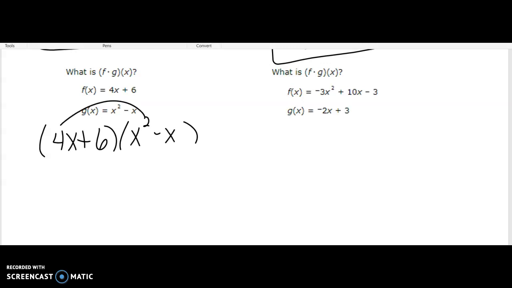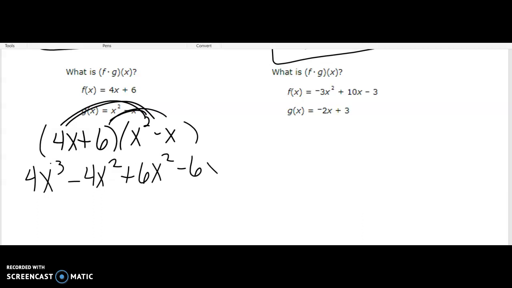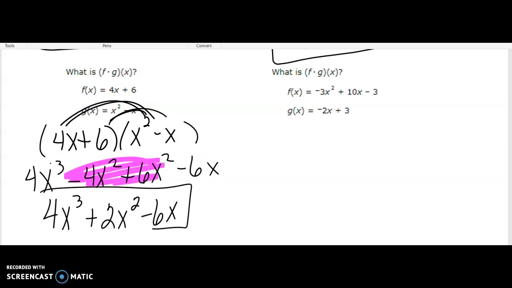4x times x to the second is 4x to the third. 4x times negative x is negative 4x squared. 6 times x squared is 6x squared. 6 times negative x is negative 6x. Here's your like terms. So 4x to the third, negative 4 plus 6 is 2x to the second minus 6x.